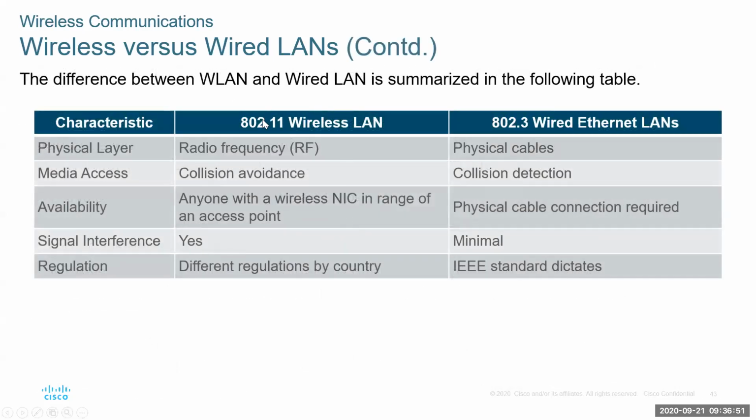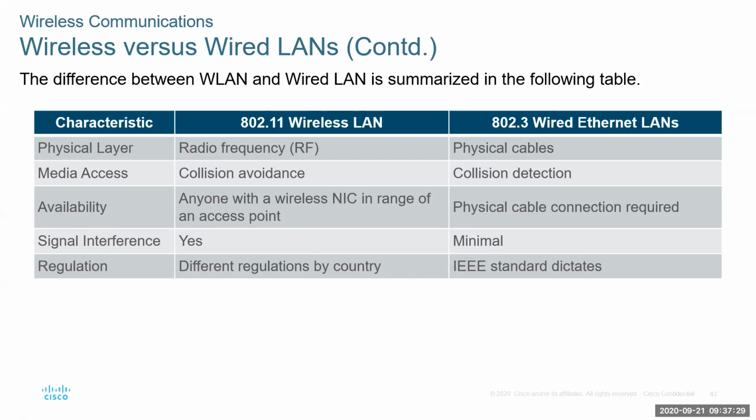So with wireless LAN, you're going to use a radio frequency versus physical cables. This is the medium that you're using for transmission. With media access on a wireless network, you're going to use collision avoidance, and over here on wired, you're going to use collision detection. So know the difference between those two. With availability, anybody within the wireless NIC's range can have access to the access point. Over here on the wired, you're obviously going to have some kind of physical cable connected in order to get access. You can get signal interference on a wireless network. It's very minimal on a wired network.